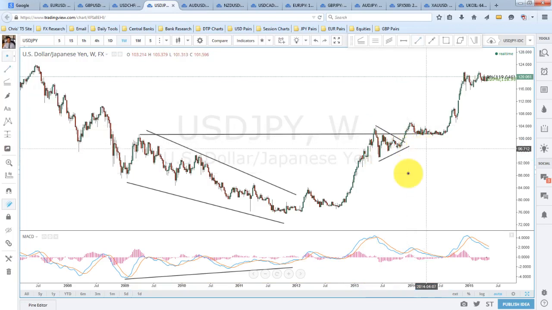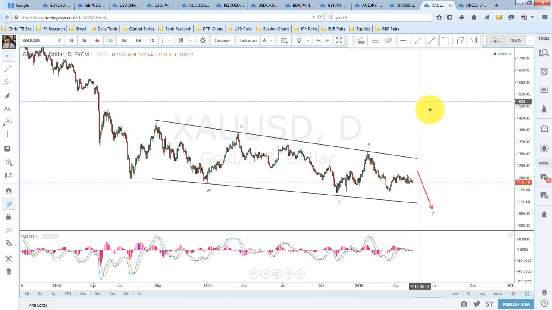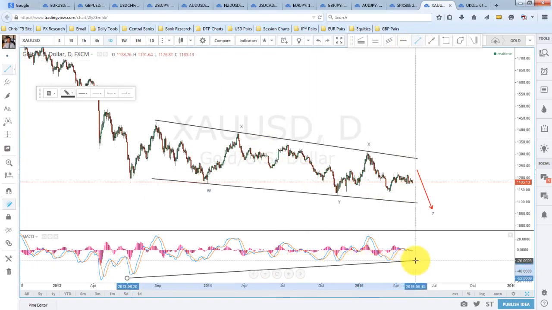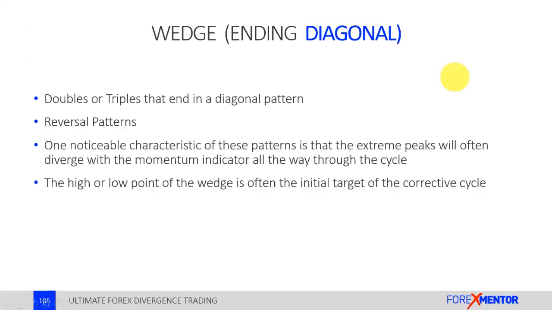And even right now we have a very large wedge developing in the gold market. So let me go ahead and show that. Here's the current gold market. This is a daily chart. You see the potential wedge we have labeled here. You can see how we're moving diagonally to the downside, and we are diverging all the way through these new lows. So those are wedges or ending diagonals, and we will see a lot of those in our future trading.